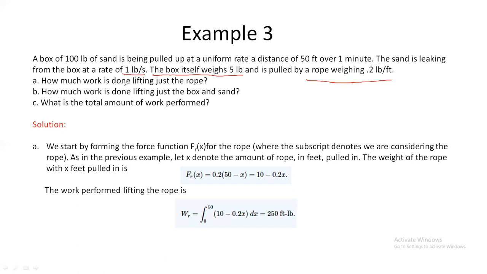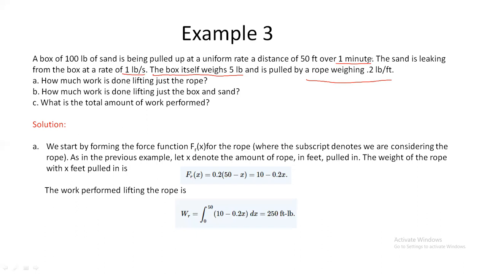So per second, and the box is to be pulled over this distance for a period of 1 minute. So there were 3 questions here to be answered. How much work is done lifting just the rope? So the problem itself guides you into answering the other questions.